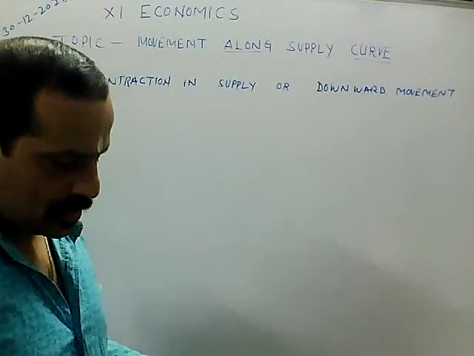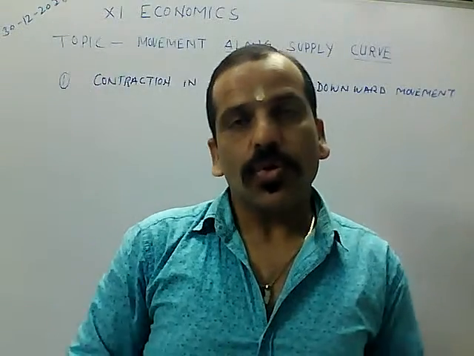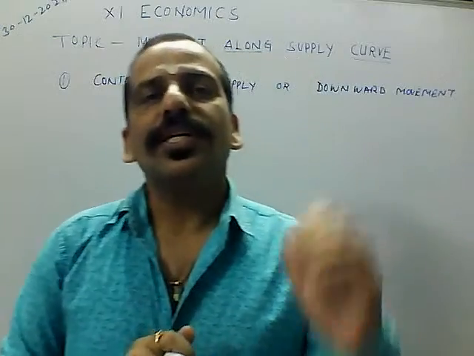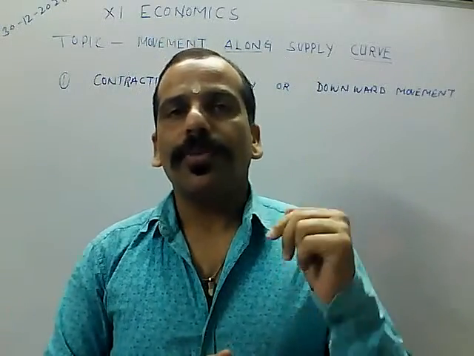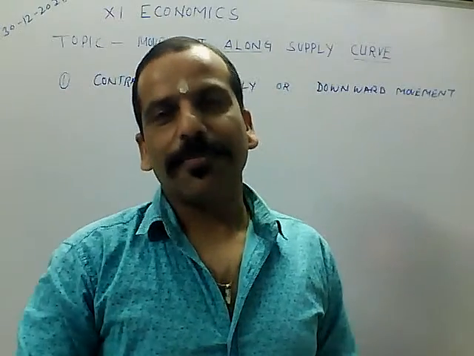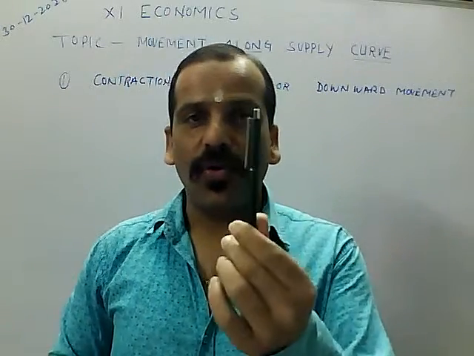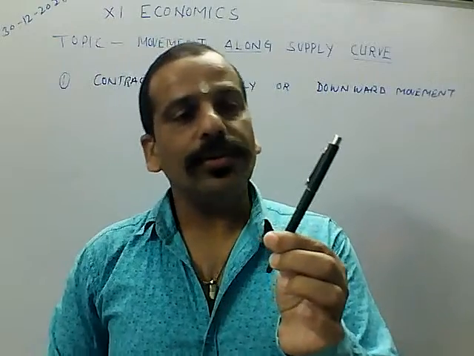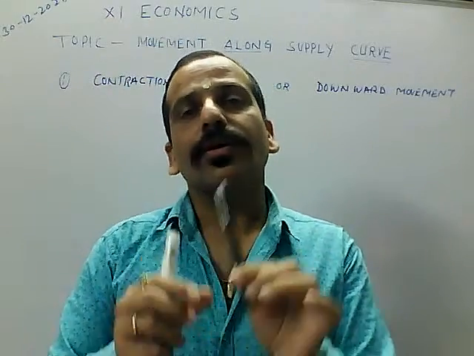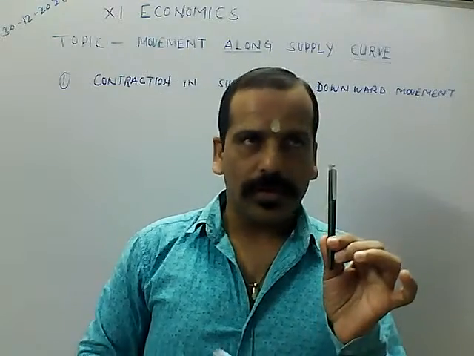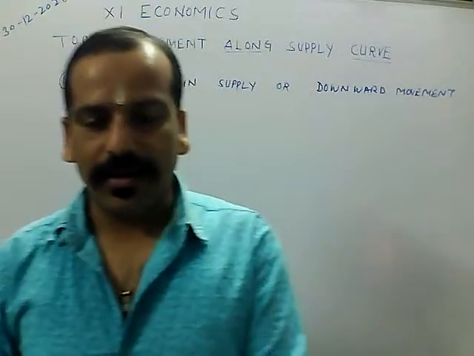Downward movement in the supply curve. So contraction or downward movement, it is because of fall in the price of given commodity. If the price of, for example, this pen will fall, automatically you will decrease the supply, or there will be the contraction in the supply, or downward fall in the supply curve.